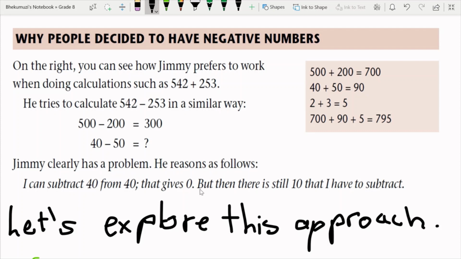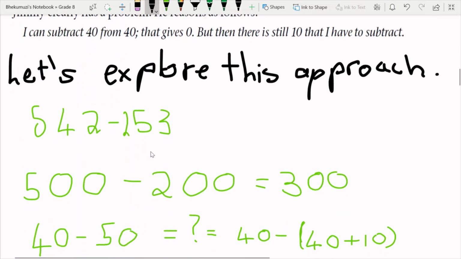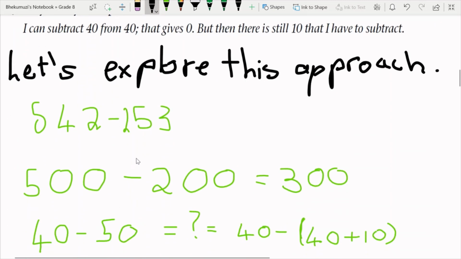He thinks about it and says, you know what? How about I subtract 40 from 40, which will give me 0, right? Then I'll be left with 10 that I have to subtract, right? So let's explore this approach. Let's do it ourselves. So it's 542 minus 253, and 500 minus 200 gives us 300.